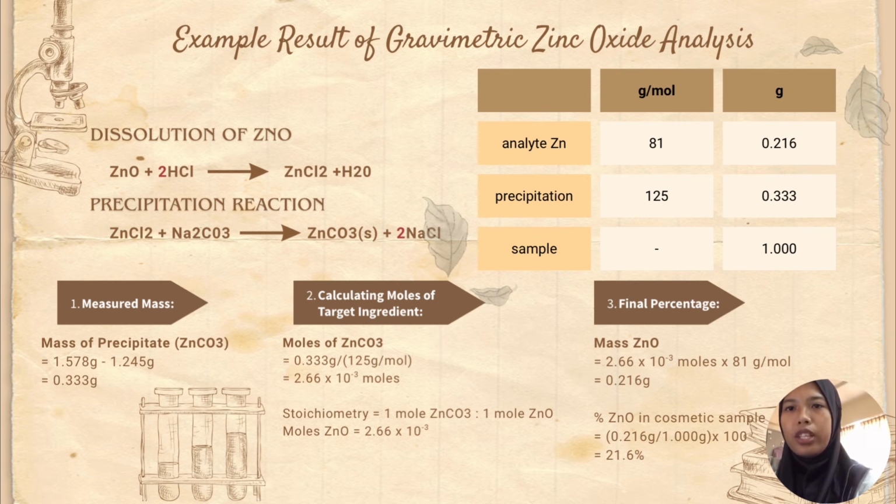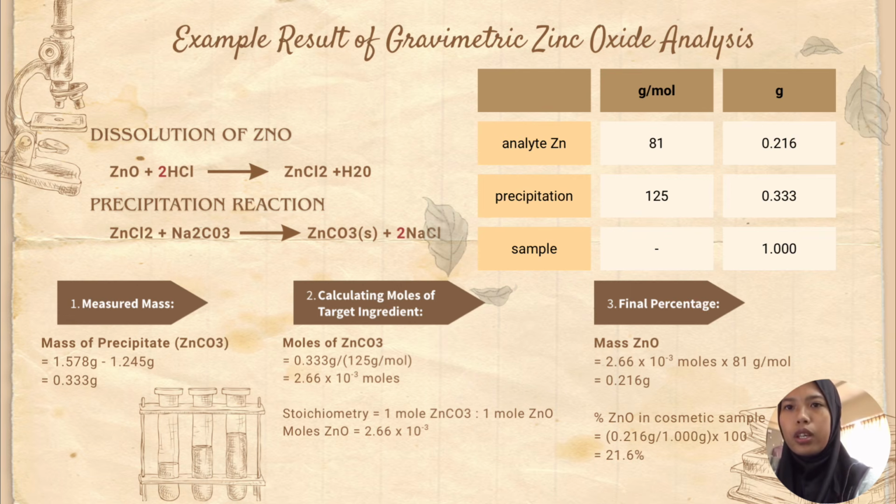Step 1, we determine the measured masses. We started with exactly a 1 gram sample of the cosmetic cream. By subtracting the mass of our empty filter paper from the final mass of the paper combined with our dried precipitate, we find that our net mass of dried zinc carbonate precipitate is exactly 0.333 grams.